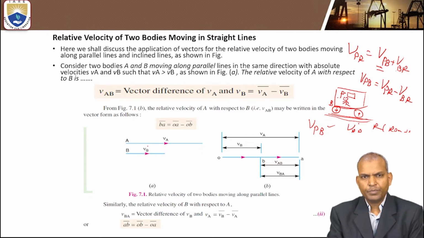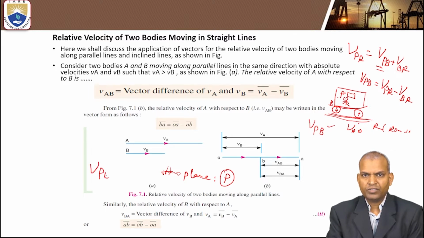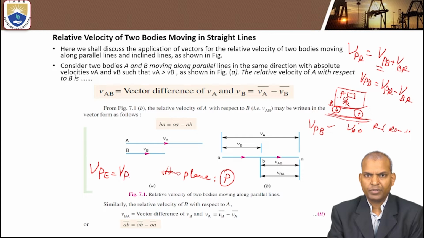Similarly, if the person is walking or running in an aeroplane, and you want to find out the velocity of the person with respect to Earth, velocity of the person with respect to Earth equals velocity of the person with respect to the aeroplane plus velocity of the aeroplane with respect to Earth. So that is the manner in which we have to write down the velocity equation.